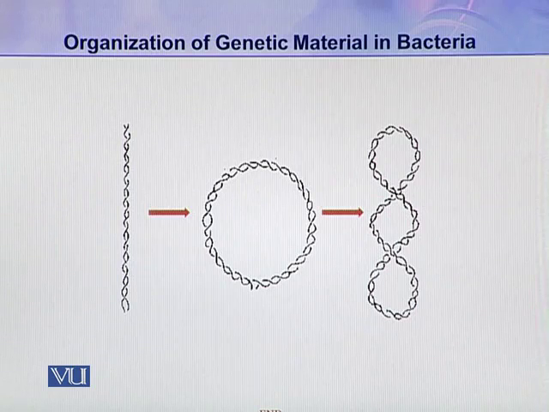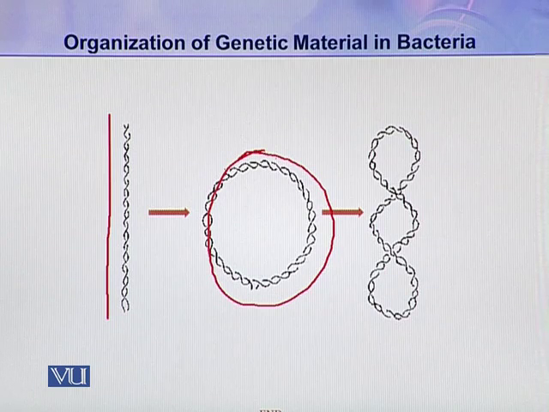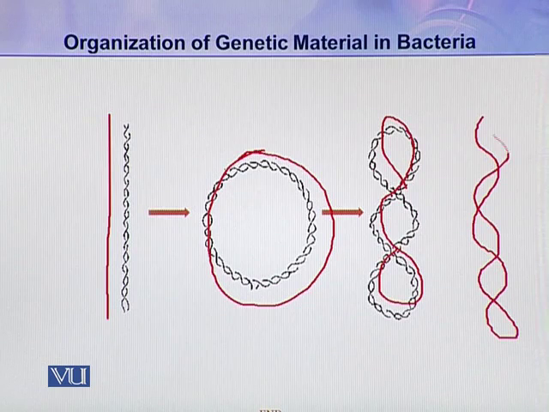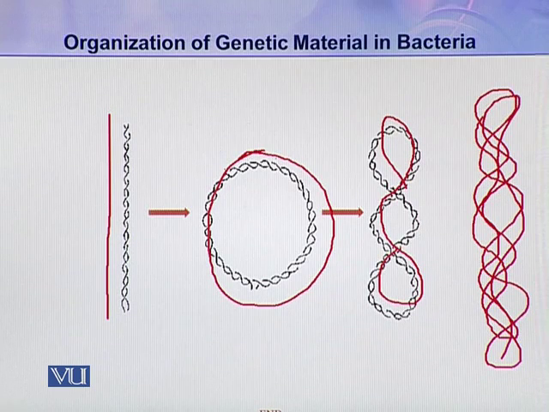How are these supercoiled loops formed? The DNA molecule is actually a linear molecule. So look at this. This is the DNA molecule which is linear, and then it becomes circular, because a circular DNA molecule is present in the bacteria, and then this circular DNA supercoils, and if the supercoiling continues, it becomes highly condensed. So in this way the DNA molecules are highly condensed in the chromatin.